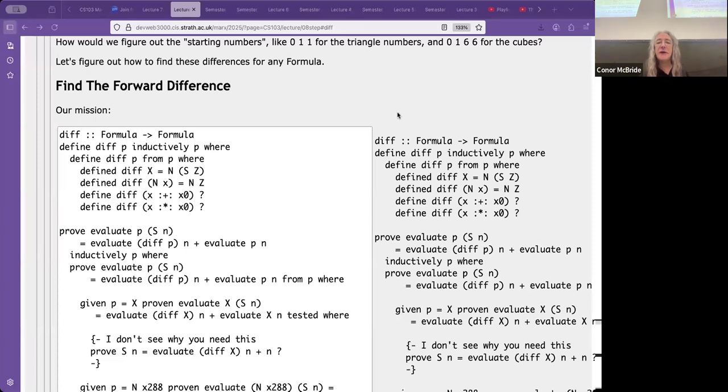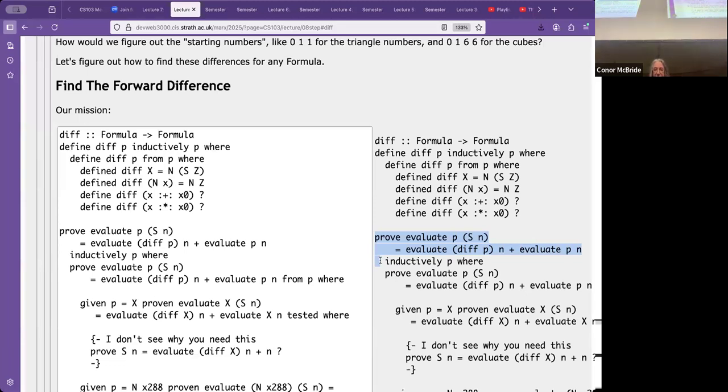We are trying to define an operator called diff, which takes one formula and spits out another formula. I don't expect you to start this morning knowing how to define this operation. The point is that we're going to figure it out by looking at its specification. And this is its specification.